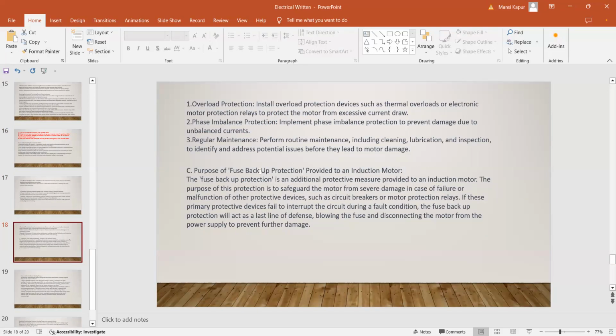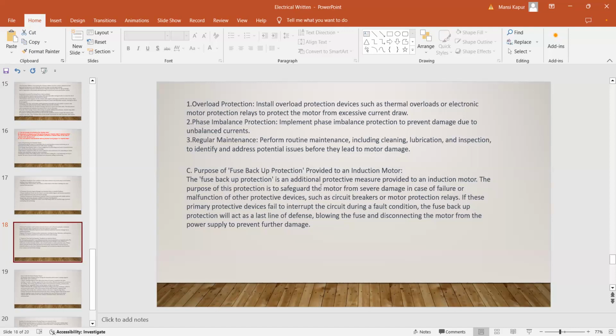So this is your last protection. Fuse is your last protection. Suppose your overload relay is not working, your bimetallic strip is not working, everything is not working, then this fuse will come into the picture. That's why they are saying fuse backup protection. They are saying it's a backup. So don't get confused between fuse and fuse backup. Okay, they're talking about the same thing.